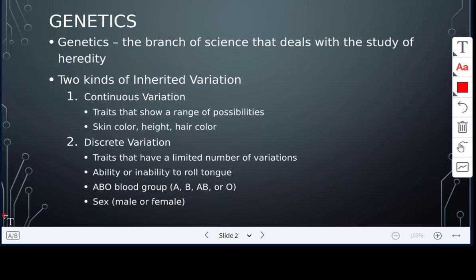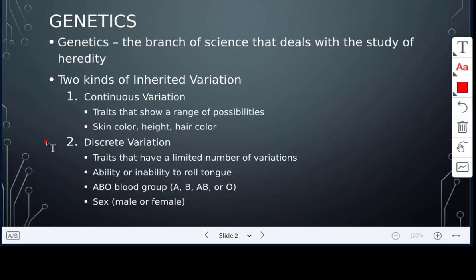So genetics, it is the branch of science that deals with the study of heredity. Heredity is the passing of genes and genetic information from the parents to the offspring. So we already talked about 2 kinds of inherited variation. The first was continuous variation. So these are traits that show a range of possibilities. For example, skin color, height, hair color, and weight.